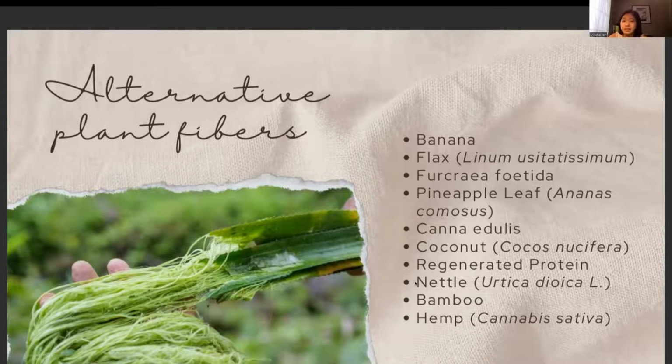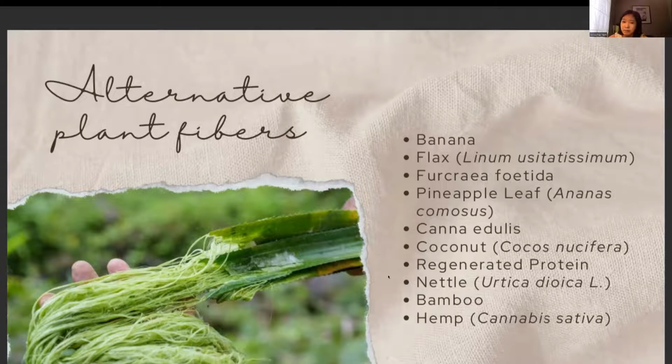The next is nettle, and nettle, like regenerated protein, was originally used in textiles until the Second World War, but it disappeared when cheaper fibers became available. And its main advantage is that it only needs to be planted every 10 years. However, the absence of harvesting technologies is currently the production limit for this fiber.